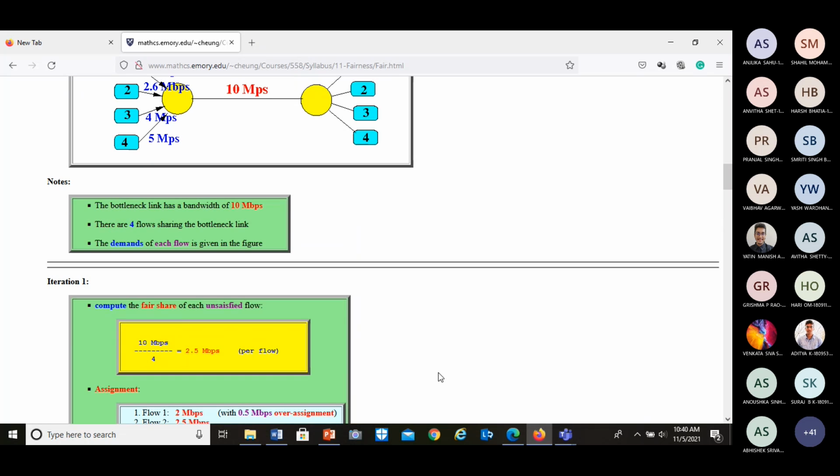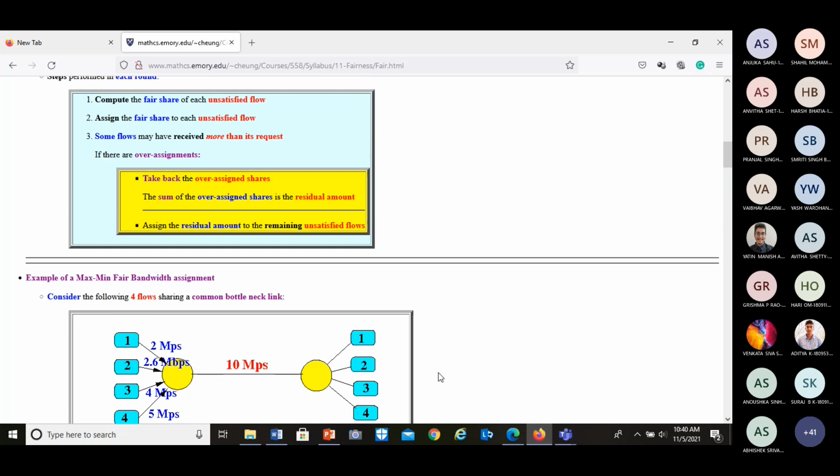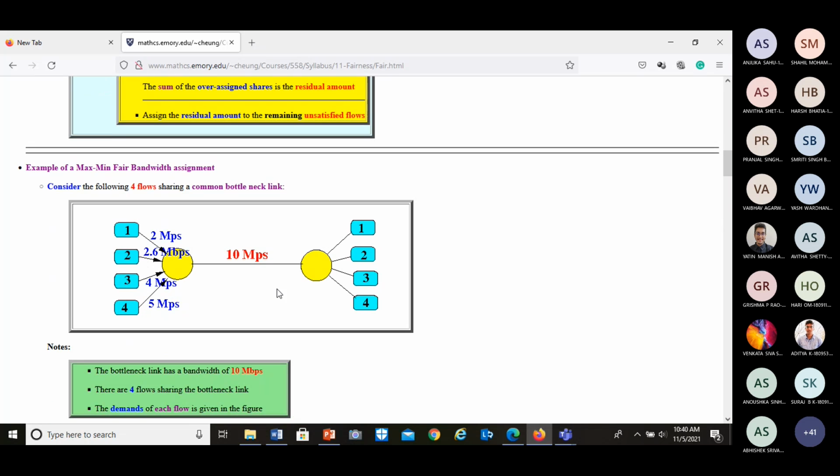Okay, it is something like this. Now let's say that you have maybe 10, you can think of it as 10 rupees. And there are four users. They requested money. One needs 2 rupees, another person 2.6, and others 4 and 5. So now how do you distribute 10 rupees among the users?